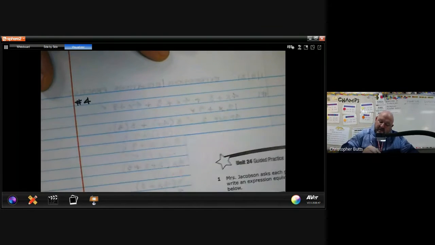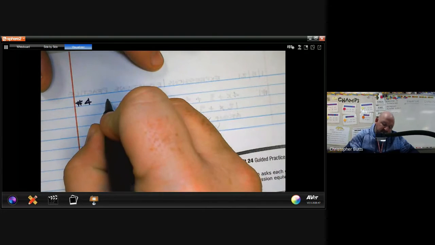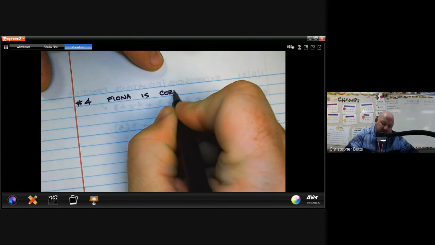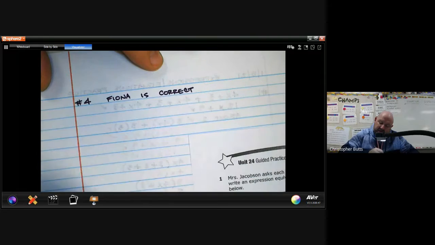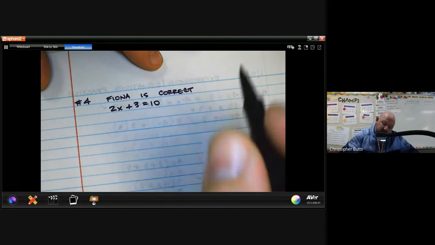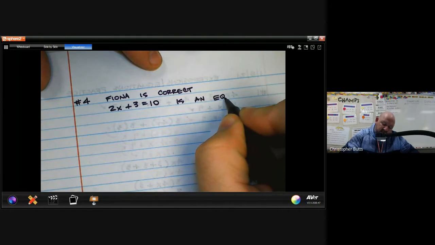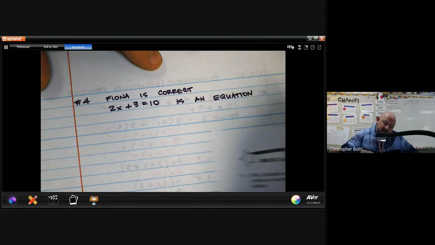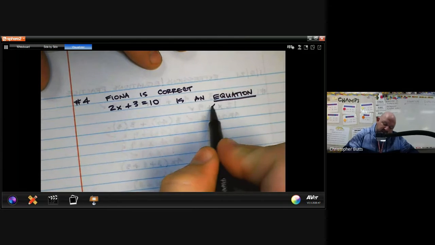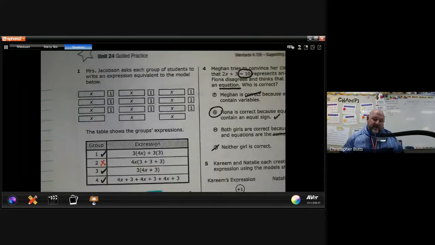On number 4, I would just say Fiona is correct. And I would say 2x plus 3 equals 10 is an equation. And again, it's right here. It's because it has an equal sign with an answer. That's why it's an equation. Very easy question right there.